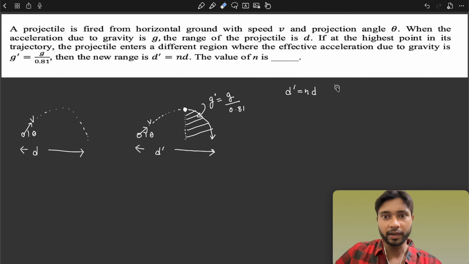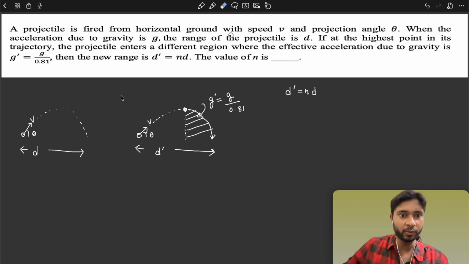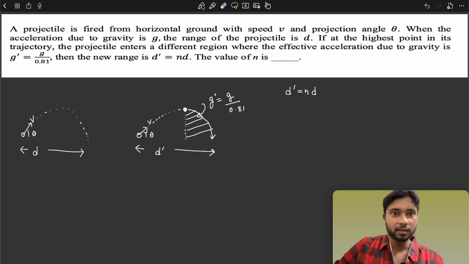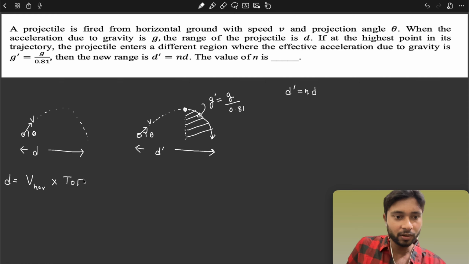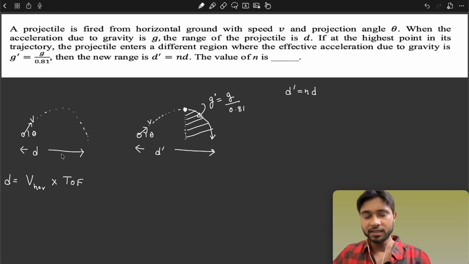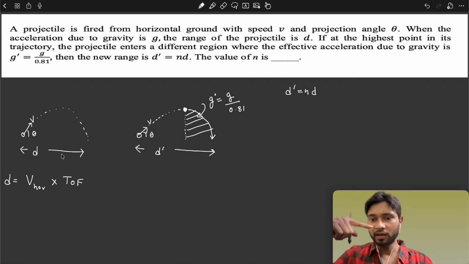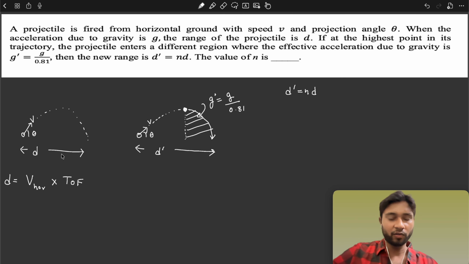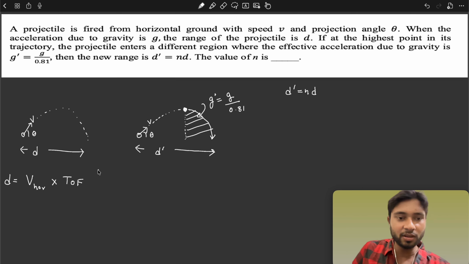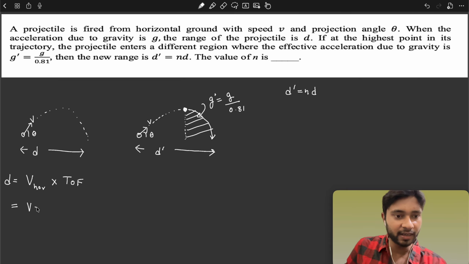So let's see the relation between d, v and theta. For the normal projectile, the simple one, what is the horizontal range d? D is nothing but velocity in the horizontal direction multiplied by time of flight. Horizontal range depends on the horizontal velocity, it is independent of the vertical velocity. Time of flight depends on the vertical velocity. So horizontal velocity is nothing but v cos theta.